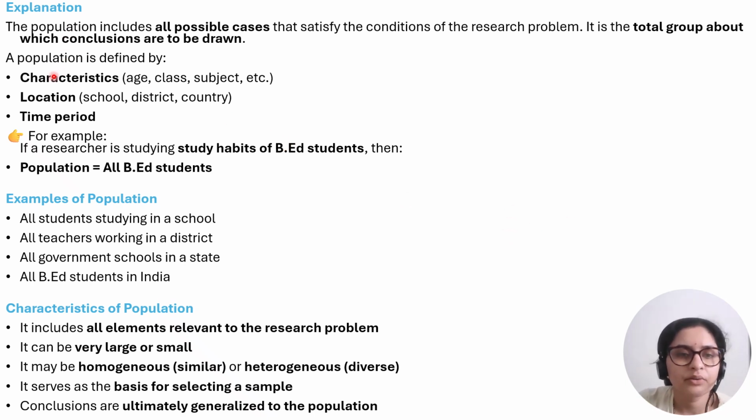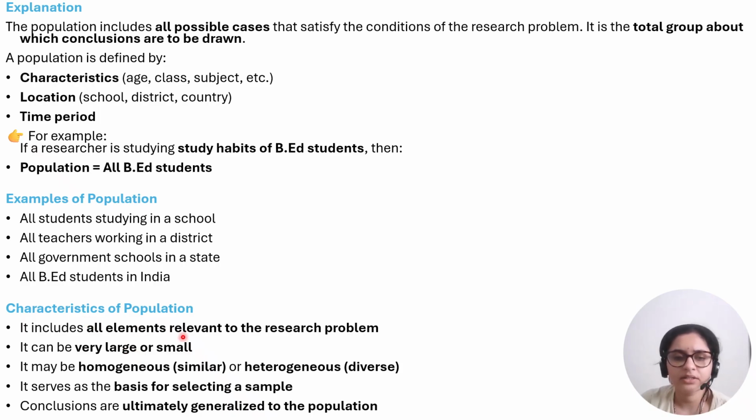Population is defined by characteristics. What is the age of the people in the population? What class do they belong to? What subject is it? Then location: which school, district, and country. Then time period. For example, if a researcher is studying study habits of B.Ed students, then the population includes all the B.Ed students. These are examples of population.